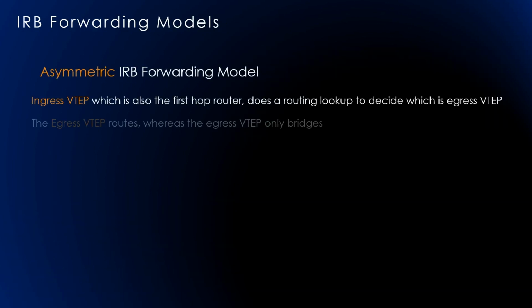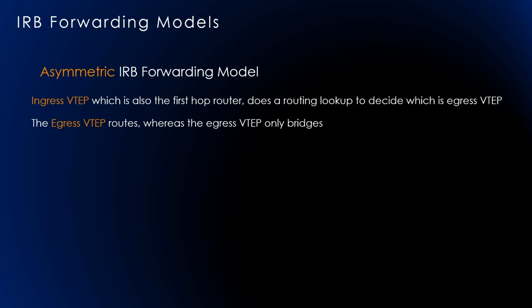So integrated routing and bridging provides an optimal forwarding model and avoids traffic tromboning. That has two parts, and the first is the asymmetric IRB forwarding model. In the asymmetric IRB forwarding model, the ingress and the egress VTEPs behave differently. The ingress VTEP, which is also the first hop router, does a routing lookup to decide the egress VTEP. The inner packet is then addressed to the final destination. So generally, the ingress VTEP will do a routing lookup, whereas the egress VTEP will do only bridging.